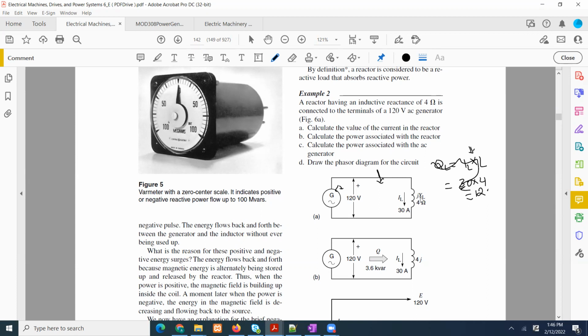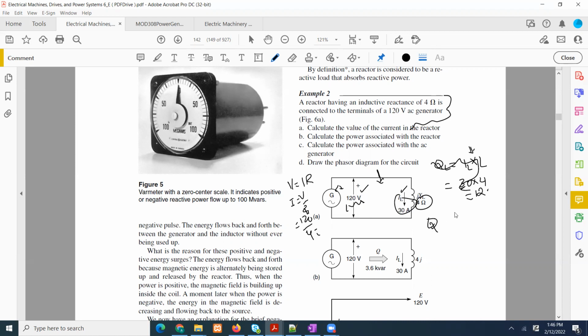And then we have an inductor with 4 ohms. I think the current is not given right here, but it's very easy to find the current. It's simple Ohm's law, V equals IR, and I equals V by R, and that would be 120 divided by 4, and that is 30 amps. So this 30 amps is coming from what? From this voltage right here.